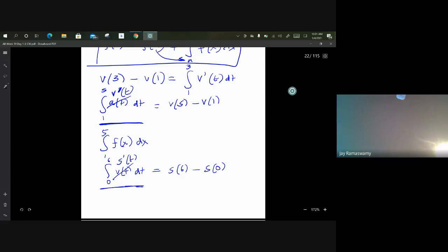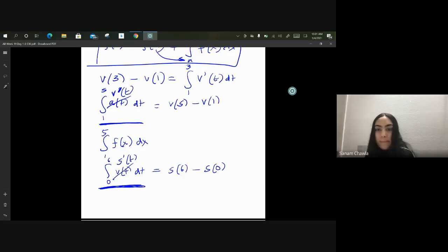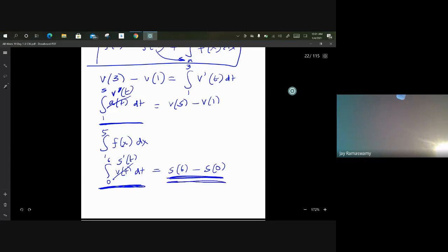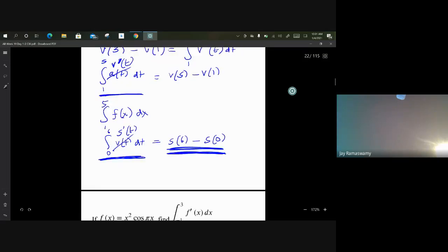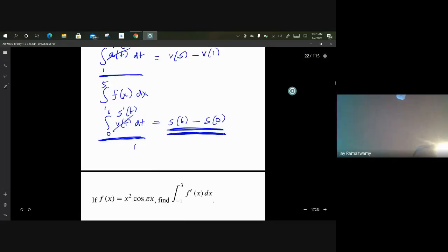What do we know the integral of velocity to be? What's one interpretation? We did it 10 minutes ago. Displacement. And what does this right-hand side remind you of? It is the net change in position. There you go, making connections. So it is the net change in position, or displacement, of the object. You cannot forget what we learned 20 minutes ago.